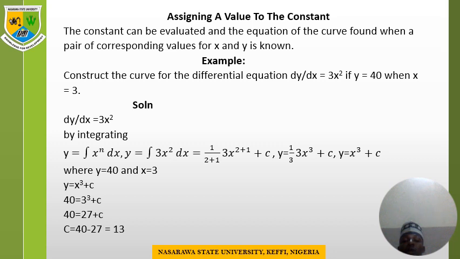From the equation, we have a value where y is equal to 40 and x is equal to 3. We have to substitute the values of x and y into the equation. Y is equal to x raised to power 3 plus c, so we have 40 equals 3 raised to power 3 plus c, which is 40 equals 27 plus c. By collecting like terms, we have 40 minus 27, so our value of c is 13.